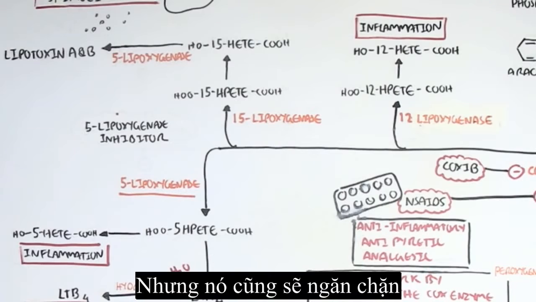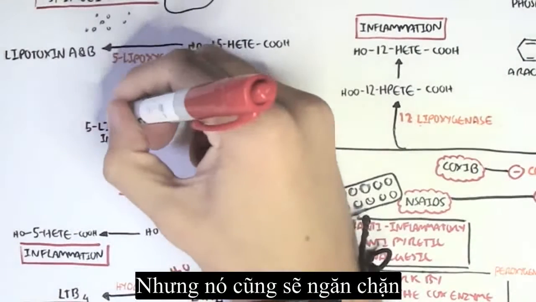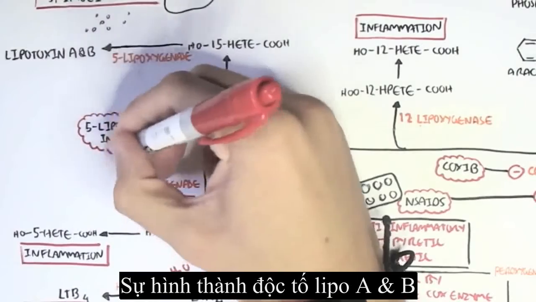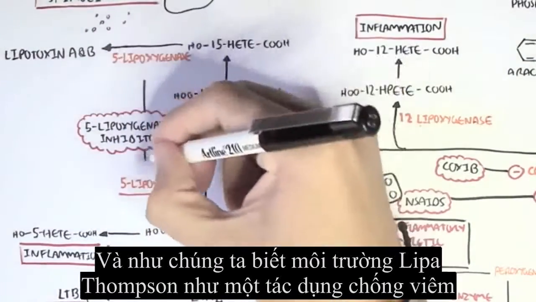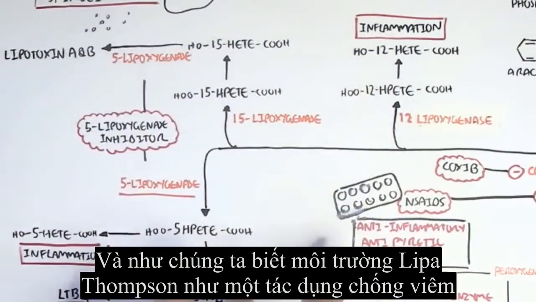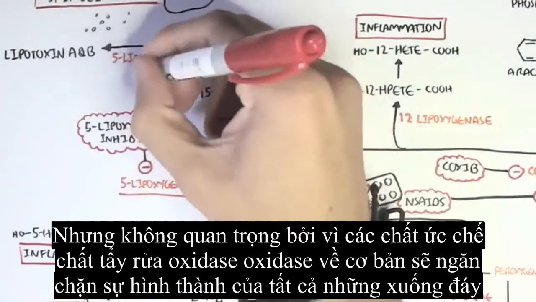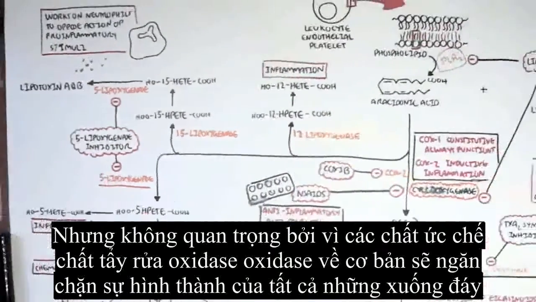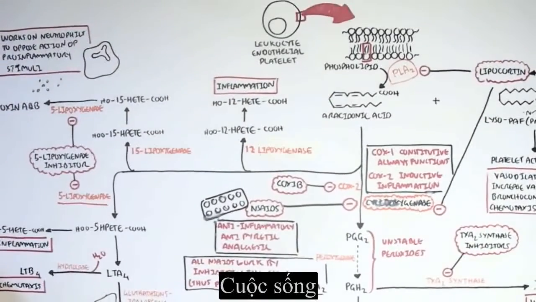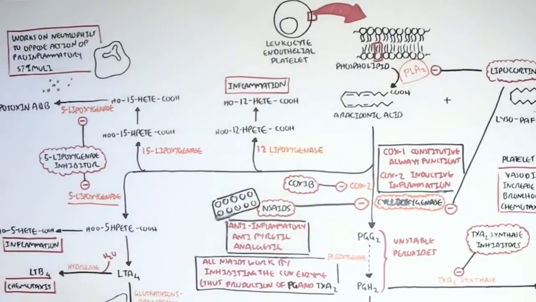Other drugs that can prevent the formation of these leukotrienes are the 5-lipoxygenase inhibitors, which essentially inhibit the enzyme 5-lipoxygenase. But by using a 5-lipoxygenase inhibitor, it will also prevent the formation of lipoxin A and B. And as we know, lipoxin A and B has sort of an anti-inflammatory effect. But it doesn't matter because this 5-lipoxygenase inhibitor will essentially prevent the formation of all these down the bottom, the leukotrienes, essentially.